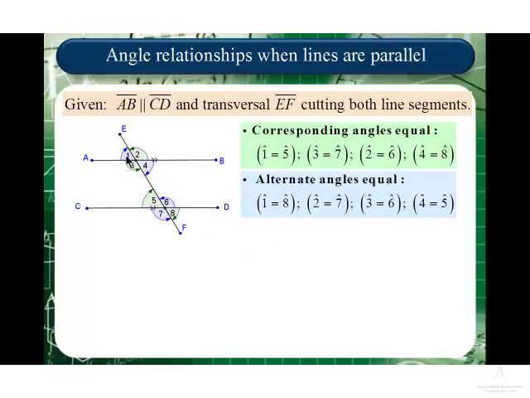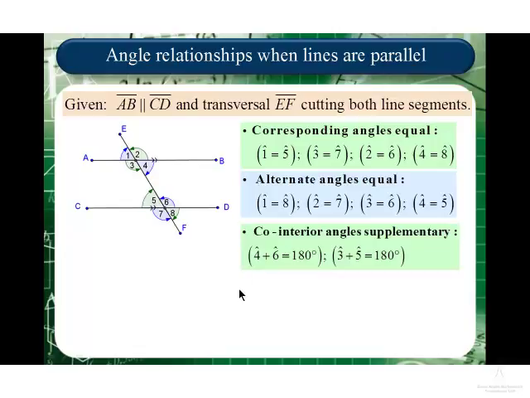So angles 1 and 8, for example, 2 and 7, 3 and 6, the Z, and also angles 4 and 5, another Z from this side. Those angles are all equal in pairs.